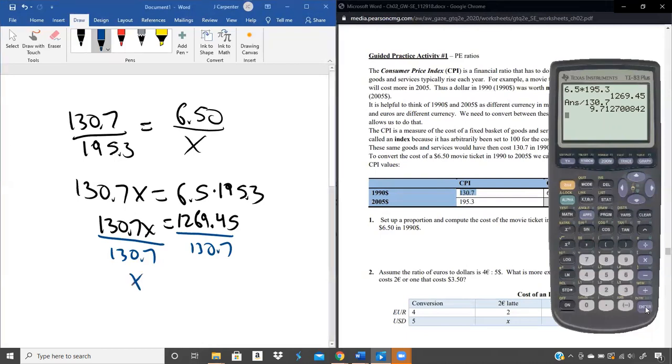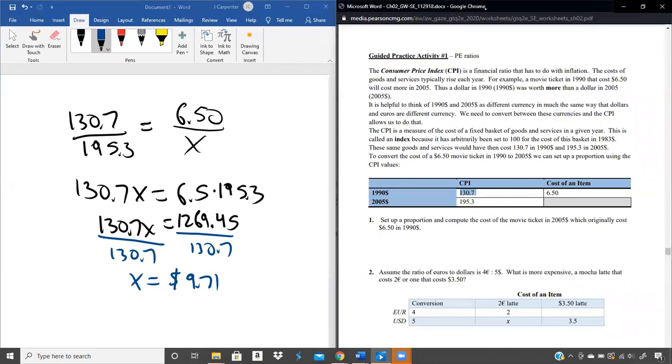Let's round to the nearest penny. Generally with money, we're going to round to the nearest penny unless you're told otherwise. Now remember, the answer is not just $9.71, it's $9.71 because this was a cost of an item. So this would be the price in 2005 only based on inflation. Now again, I'm not saying this is the actual price. This is the price scaled by inflation exactly.